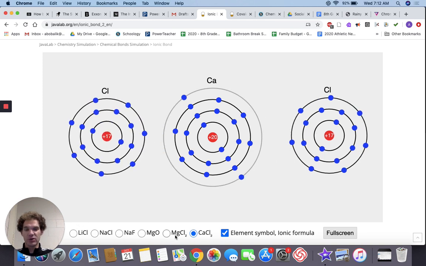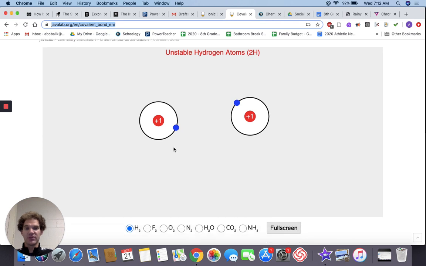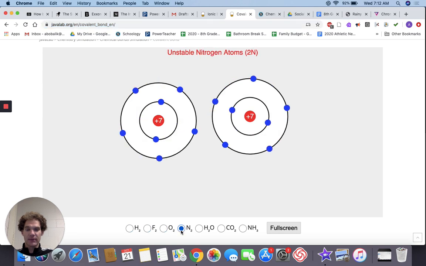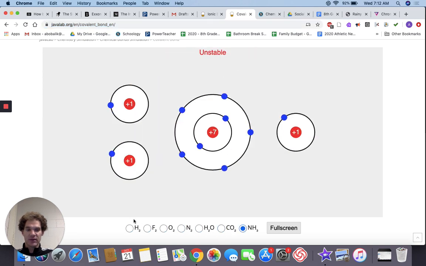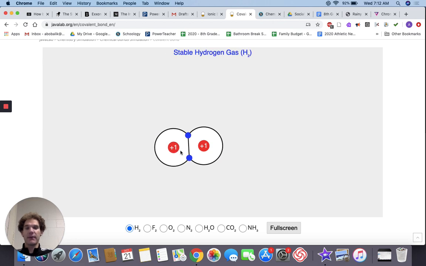Do this for each molecule and then answer the questions in the discussion question, and then also complete the covalent bond simulator. It looks pretty similar to the ionic bond simulator, where down here we have our different molecules, compounds that you'll create. So you'll flip through each one of these, and what you need to do is again drag them close to one another and see what happens when these two atoms bond. So we go from 2 unstable hydrogen atoms to a stable hydrogen molecule. It is now H2, and we see how the electrons are being shared instead of being transferred.